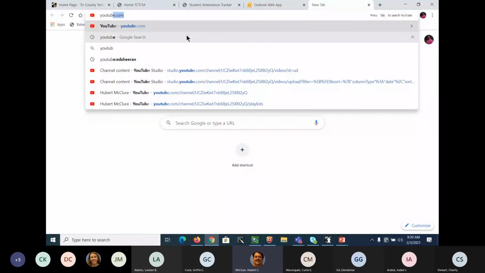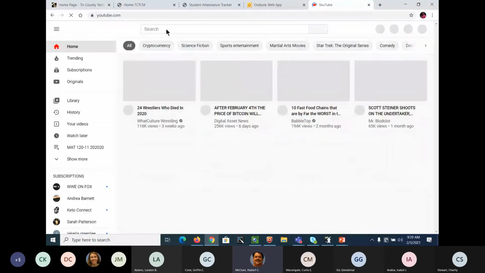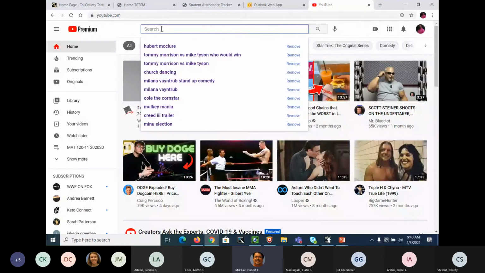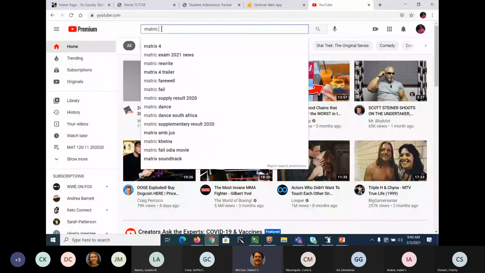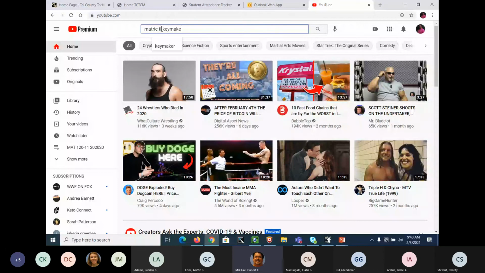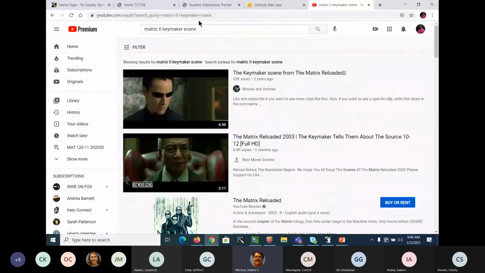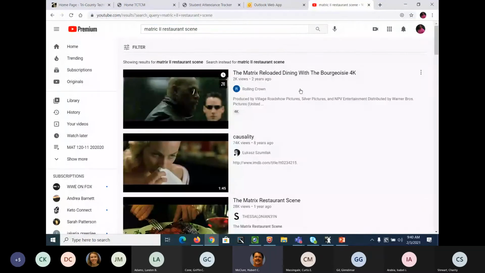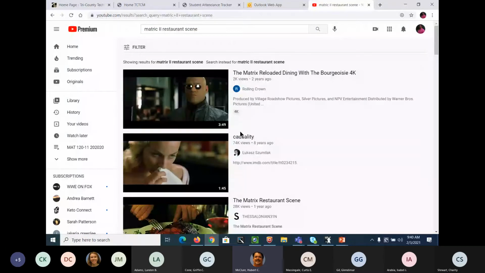Neo, and they walk into the French restaurant, and let's see if I can find it. The keymaker, Matrix 2, keymaker scene. And they walk into, let's go with, French restaurant scene. I don't know how to spell restaurant. Restaurant is one of those words, A-U-R-A-N-T. Well, that's right, but okay, causality, there it is.